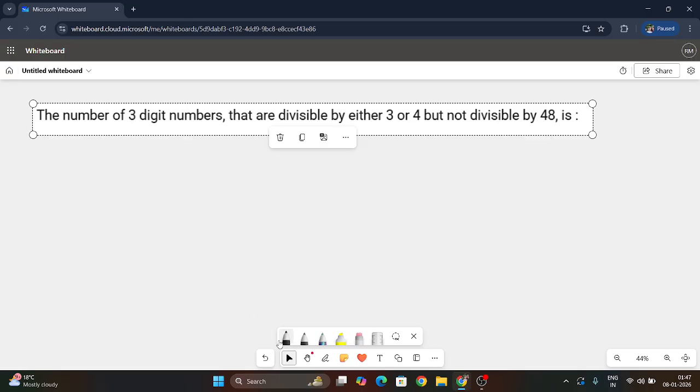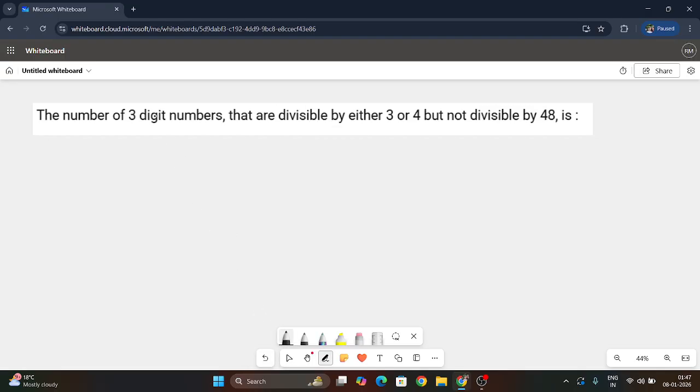Okay, so let's first do one thing. 3 digit numbers start from 100 to 999. And how many numbers are here? These are 900 numbers. So the 3 digit numbers between 100 and 999 are 900. Okay, 900. And numbers divisible by 3.